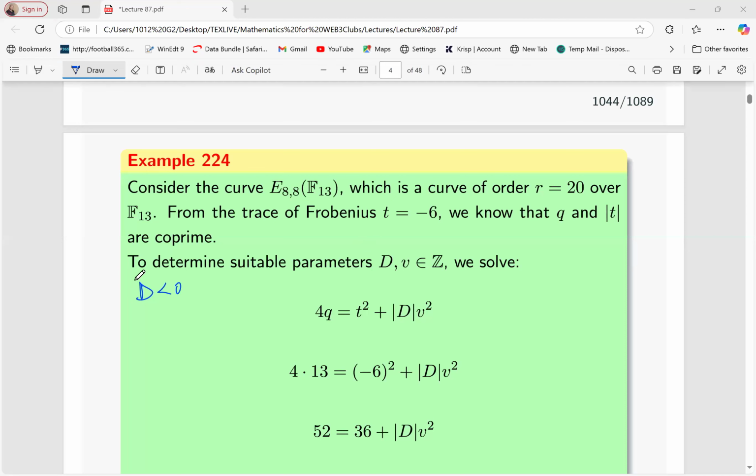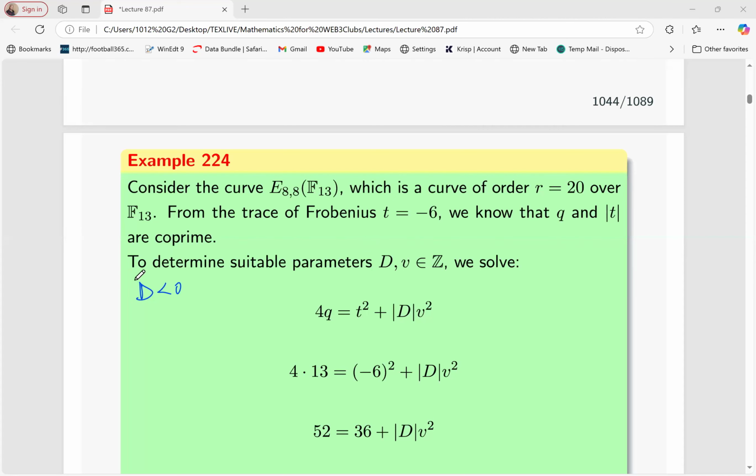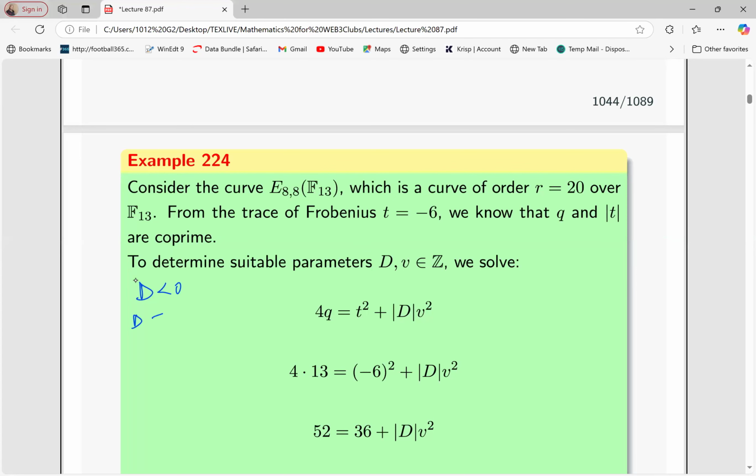Now, the discriminant must be less than 0. And then the discriminant must be congruent to 0 mod 4. If this is not the case, then it must be congruent to 1 mod 4. One of these cases must be correct.